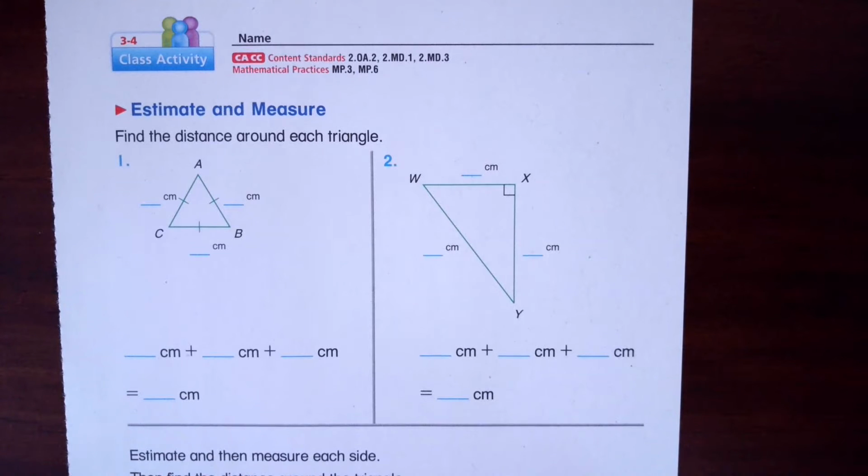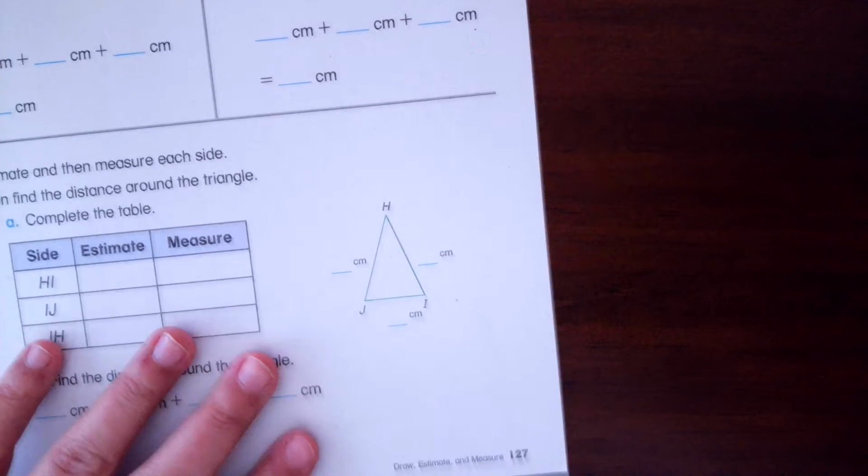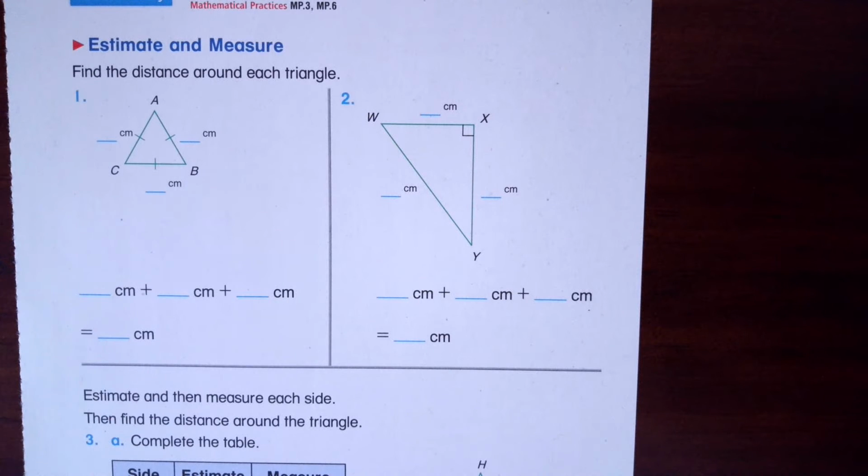Hi, friends. We're going to practice more with perimeter today. This is the math lesson for Unit 3, Lesson 4 for second grade. Please make sure you have page 127 and a pencil and your centimeter ruler.